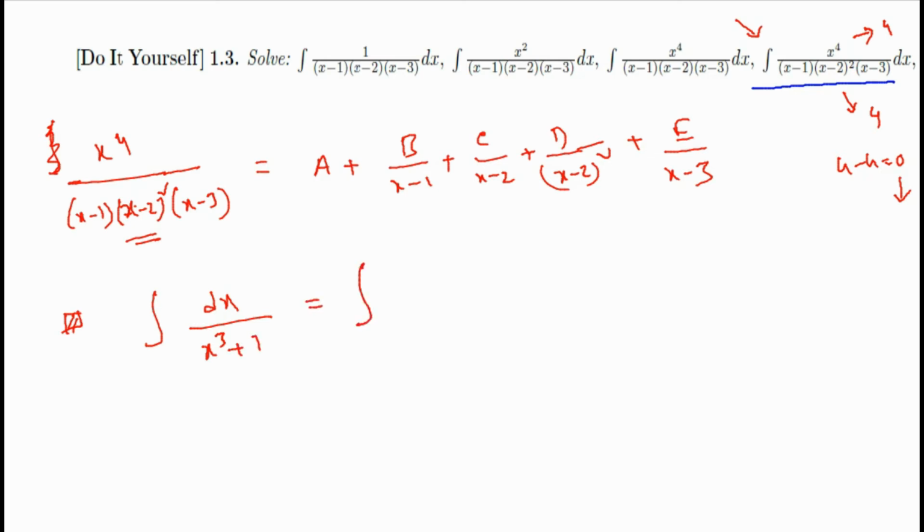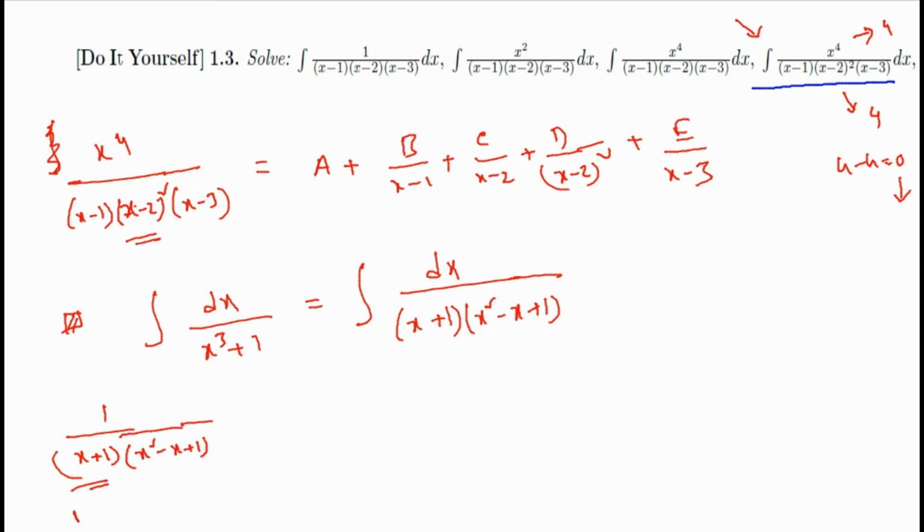And here you can just write it as dx by x plus 1 into x square minus x plus 1. Now this part, x plus 1 has degree 1 and x square minus x plus 1 has degree 2. You can write a by x plus 1 plus bx plus c by x square minus x plus 1, and you can just use the previous argument to find the values of a, b and c. Basically the idea is to multiply both sides with that part, x plus 1 into x square minus x plus 1, and you can just have the values of a, b, c.